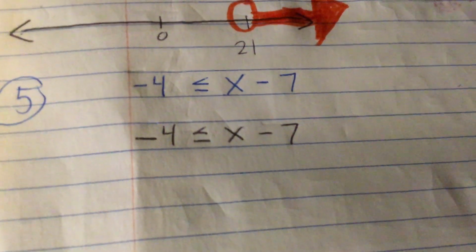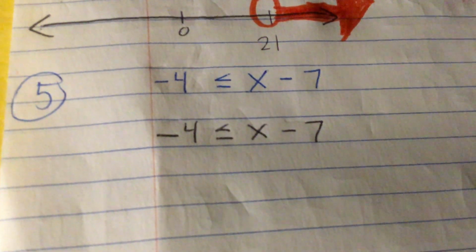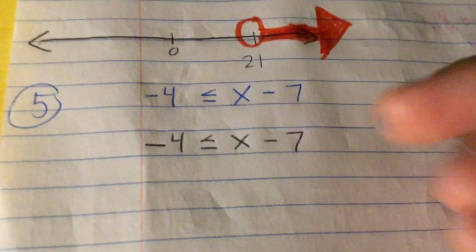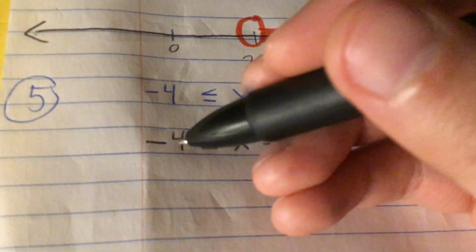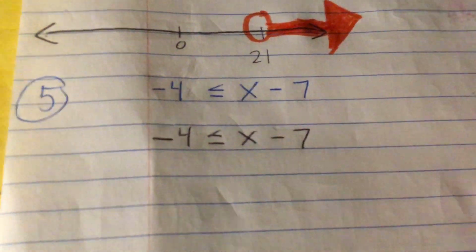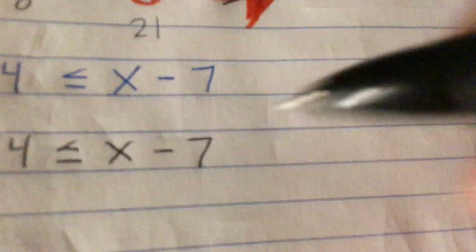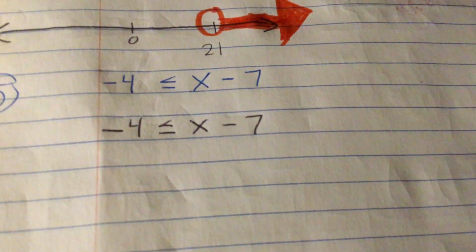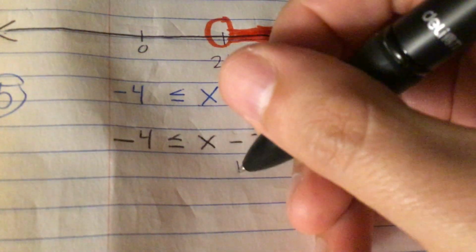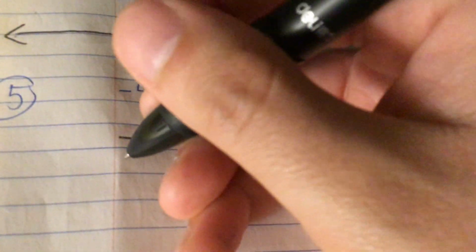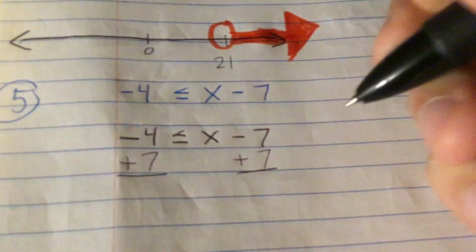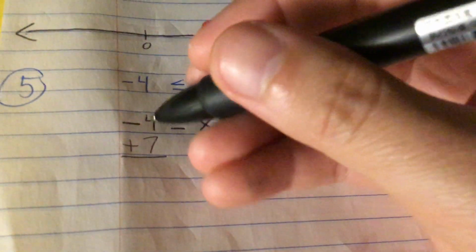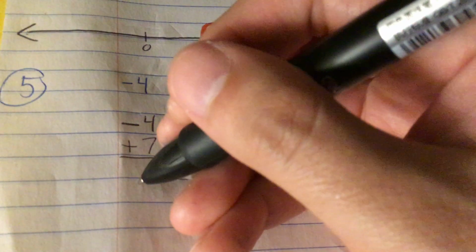Okay, number 5. Negative 4 is less than or equal to x minus 7. This time the variable is on the right side, but we're not afraid of it. So let's solve it like normal. Let's say this is negative 4 is equal to x minus 7. If I want to isolate that x from x minus 7, what would I need to do? I'm still going to add 7 on both sides. Negative 7 cancels out with positive 7. Not too bad. Negative 4 plus 7 is positive 3.